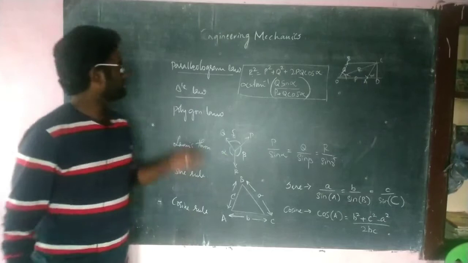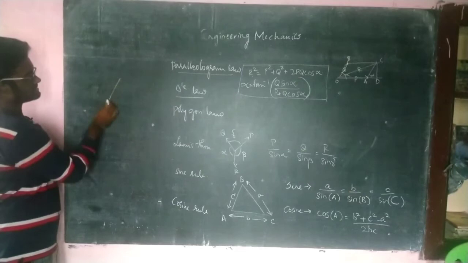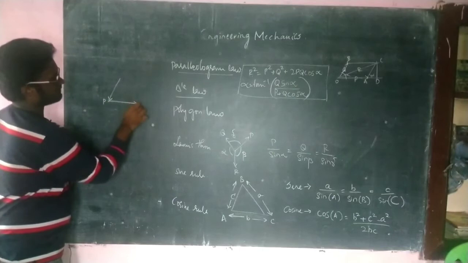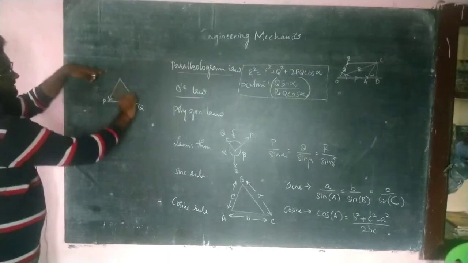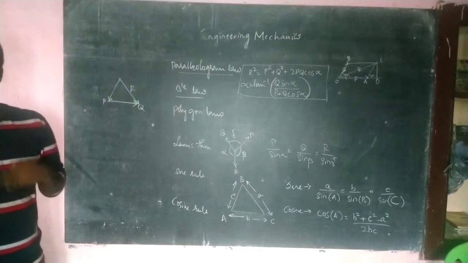Discussing the triangle law, we have already studied it in lower classes also. If this is point P and this is point Q, there are two vectors acting in the same direction, and the resultant vector will act in the opposite direction, that is R. This is the normal triangle law that we have already studied and you already know it. We need not discuss more about this.